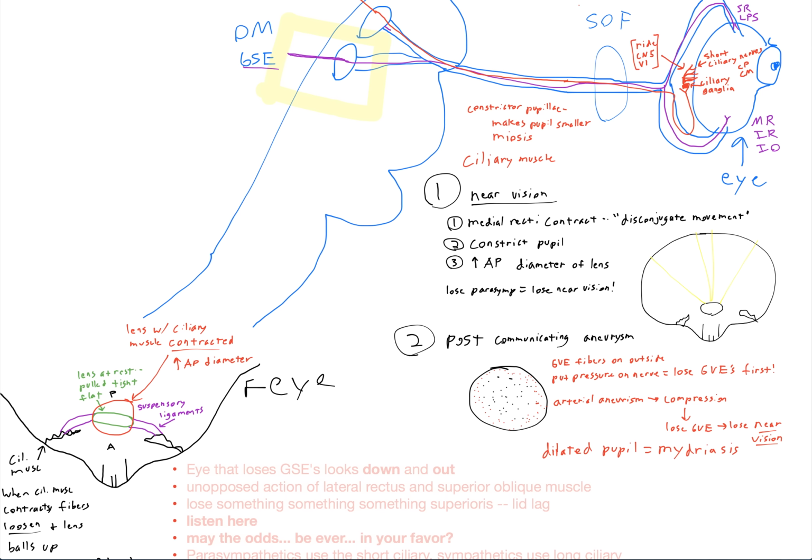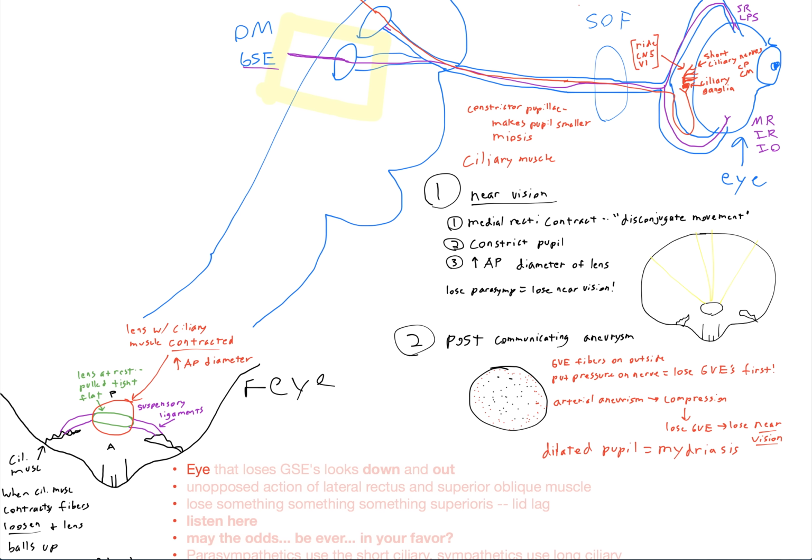Your pupil still works just fine, right? If you shine a light in there, it'll still constrict because your GVEs are fine. Okay? So your pupil works fine. Your eye's just stuck down and out.